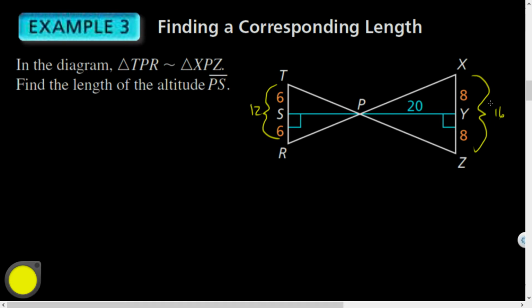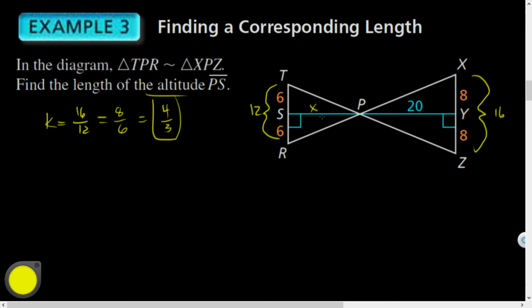The ratio of 16 to 12, for my scale factor, is actually going to be the same as the ratio of 8 to 6. Right? Do you guys agree? Does that make sense? And that's going to reduce to 4/3. My scale factor is 4/3 to go from little triangle to big triangle. And any other linear dimensions that I want to compare between these will also have the same scale factor.